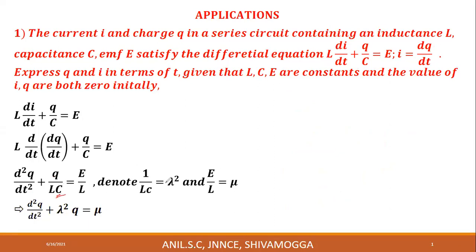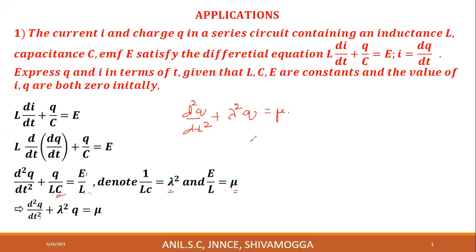Now let's denote 1 over LC as lambda square, and this E by L, this is a constant, as mu. Then the equation will be d square q divided by dt square plus lambda square into q is equal to mu. This is for our convenience. Now this is an ordinary differential equation with constant coefficients, and we know how to solve these kinds of differential equations.